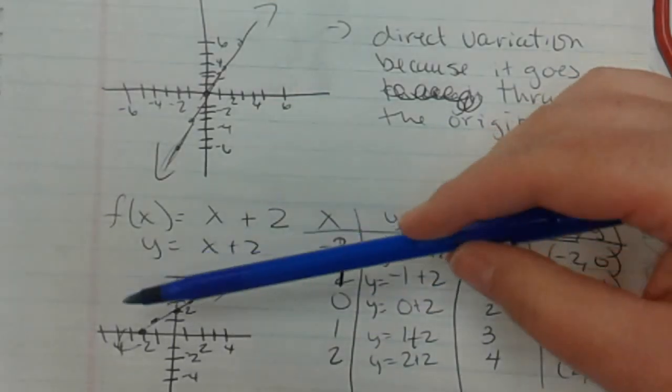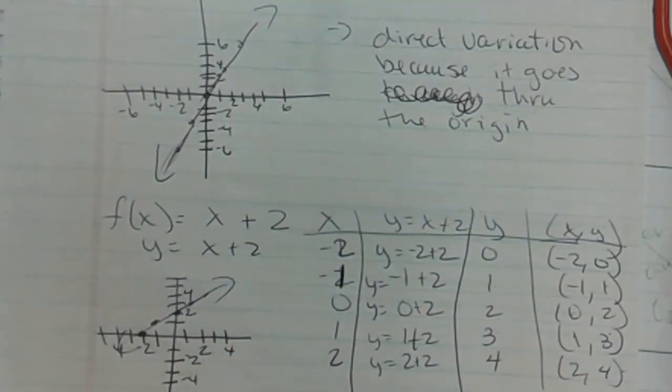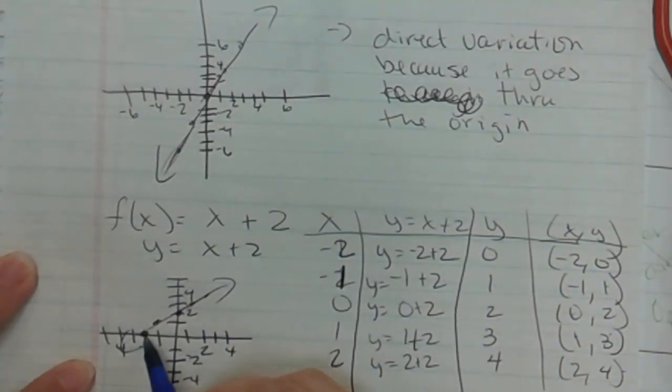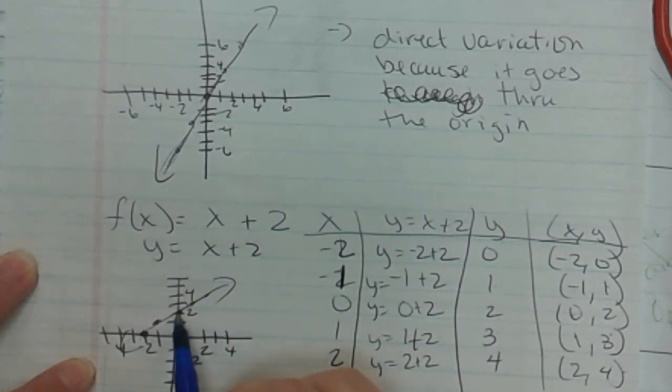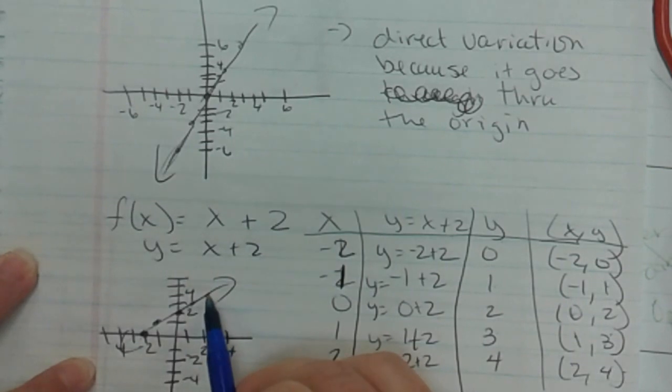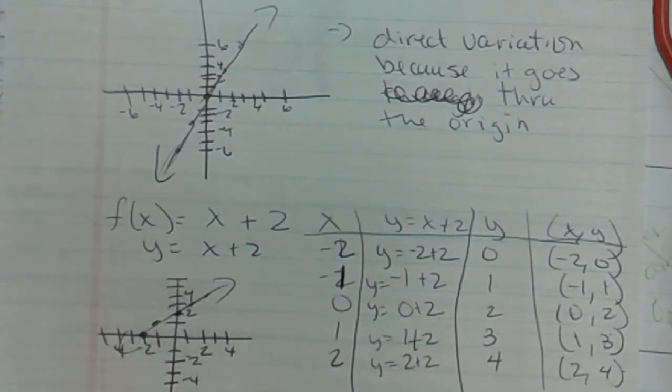And if you notice over here, I graphed it. For -2, 0, I went to the left 2 and stayed put because I didn't jump anywhere. For -1, 1, I went to the left 1 and up 1. 0 means I stay put. For 0, 2, I go up 2. For 1, I go up 3. For 2, I go up 4. And then I drew a line through it.